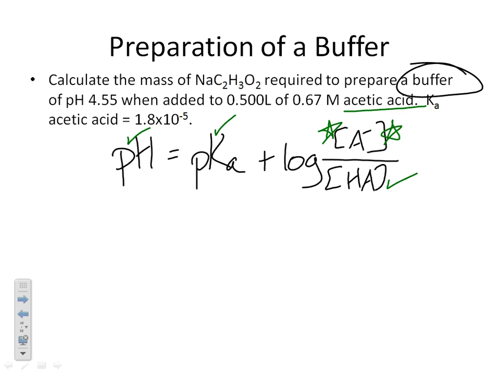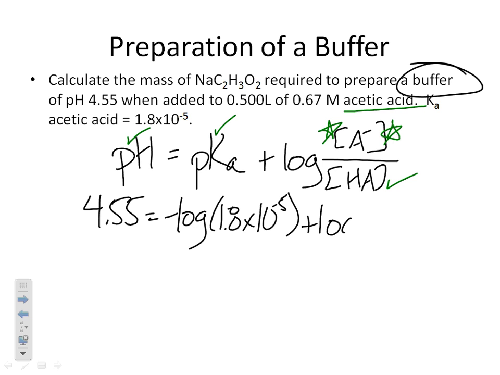So then it's just plugging in, and the rest of this problem, honestly, is math. Not so much chemistry, much more math. So 4.55, that's the pH that we want, is equal to the negative log of 1.8 times 10 to the minus 5th plus the log of A minus, that's what we're looking for, over 0.67 molar. If we take the negative log of 1.8 times 10 to the minus 5th, you should get 4.74. So I'm going to go to the next bit where I have subtracted that from both sides, and we get negative 0.19.